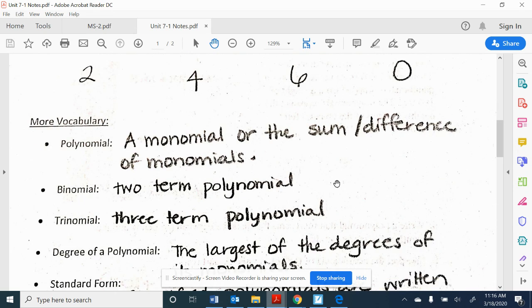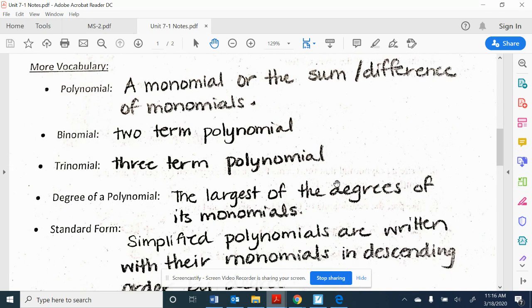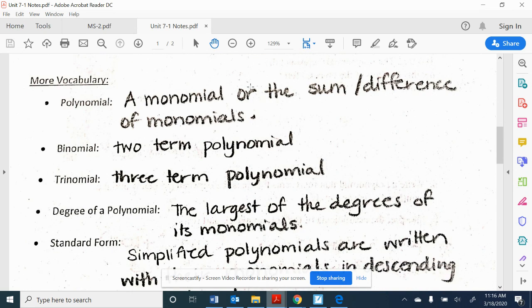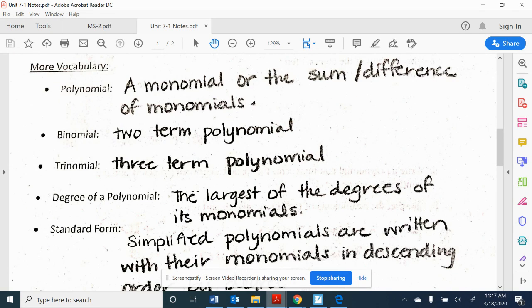Okay, some more vocabulary. A polynomial. All right, mono means one, poly means many. A polynomial is a monomial or the sum or difference of monomials. So back up here when I said 5 plus x, that's not a monomial. Those are two terms. This would be considered a polynomial. A binomial is a two-term polynomial, 5 plus x. If bi means 2, tri means 3, a trinomial is a three-term polynomial.